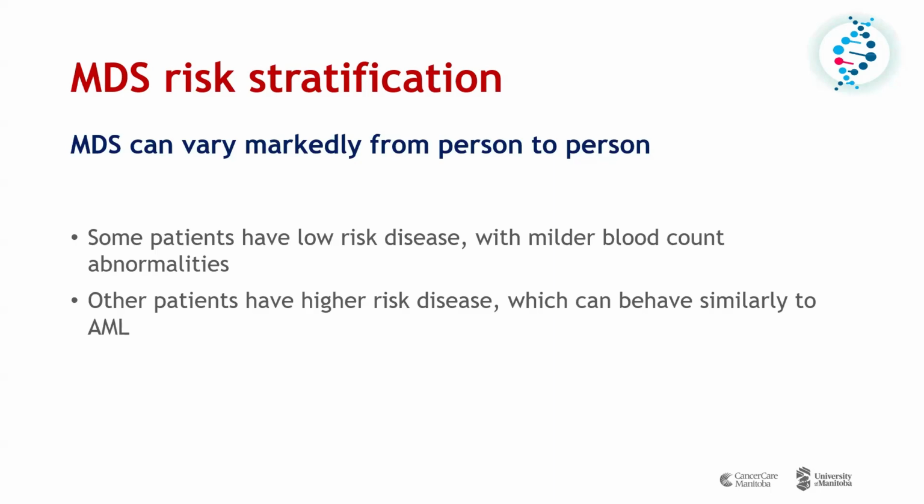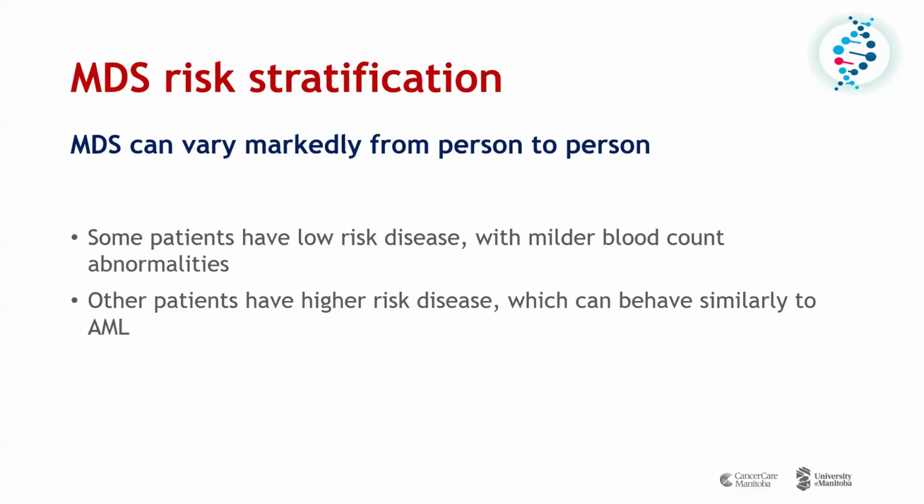So some people can have very low-risk disease. Low-risk disease tends to mean that the blood counts are mildly affected. It tends to mean that most of the chromosomes are normal, and it tends to be impacted by the types of gene mutations that are present in the bone marrow. It's very common to have gene mutations, but the combination of gene mutations ultimately is important in estimating somebody's risk.